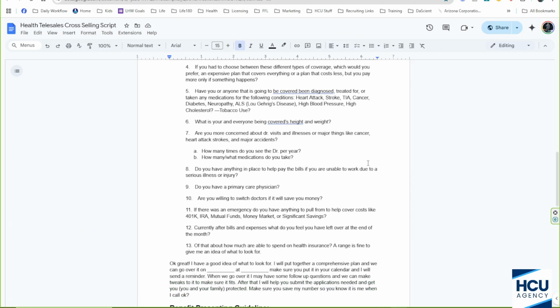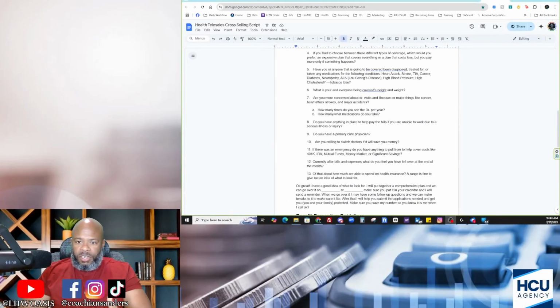Are you more concerned about doctor's visits and illnesses, or major things like cancer, heart attacks, strokes, and major accidents? And then how many times do you see the doctor per year? And how many and what medications do you take? And so the main reason for this is to figure out if they're more concerned with doctor visits, more concerned with hospitalizations, and to narrow down what they're looking for, because the last thing that you're going to want to do is give them a really expensive plan because of the doctor copays and doctor visits when they don't care about that. You may be able to get one with a low out-of-pocket maximum, but it just doesn't really cover doctors that well. So you really want to tailor this to their individual needs, and these questions help with that.